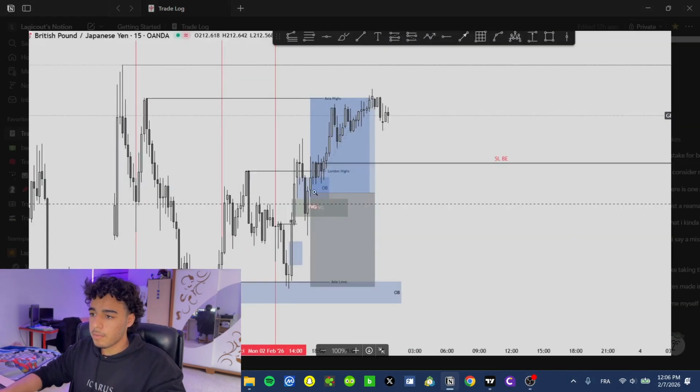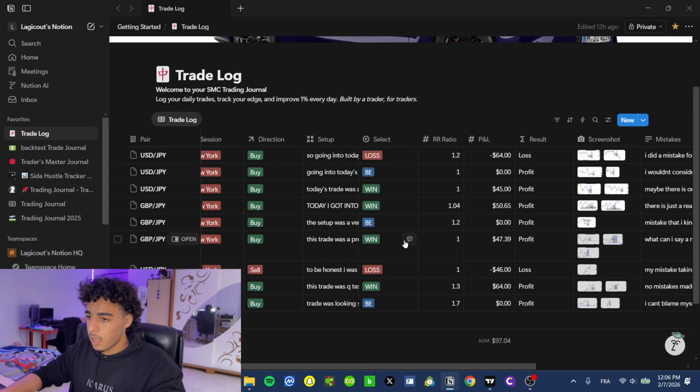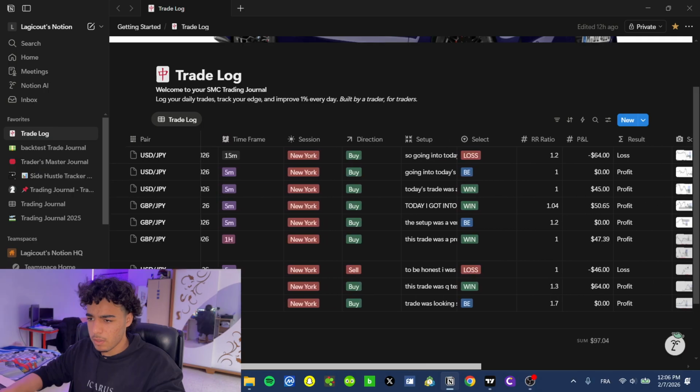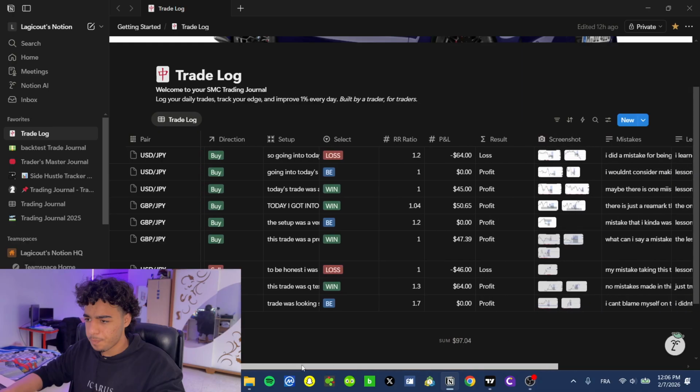Hours later, we hit full TP for the whole trade. Okay, that's a W trade on February 2. I don't remember what day it was. So next thing, on the next day actually, I lost a trade.